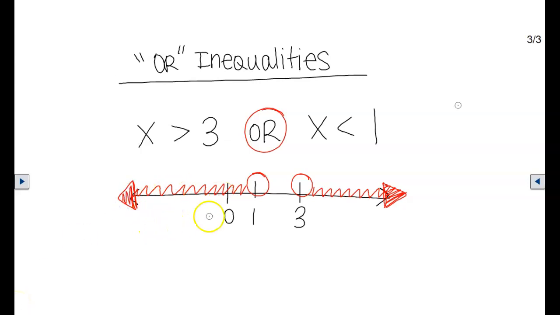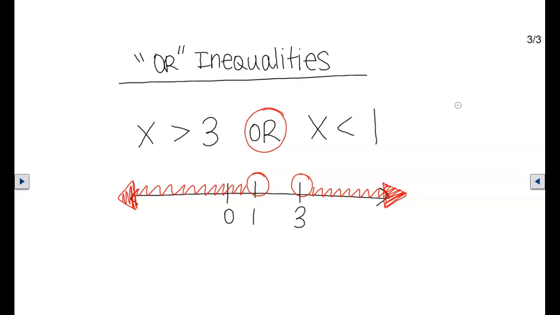All of these numbers would work. So if I were to pick 0, 0 is not greater than 3. But that's okay because this says or. 0 is less than 1. So he does one of those two things. So for or inequalities, they're more forgiving. The numbers that fit at least one part of it are solutions.